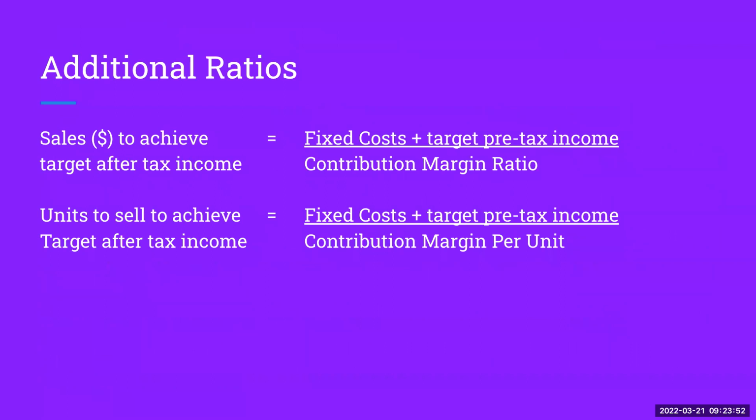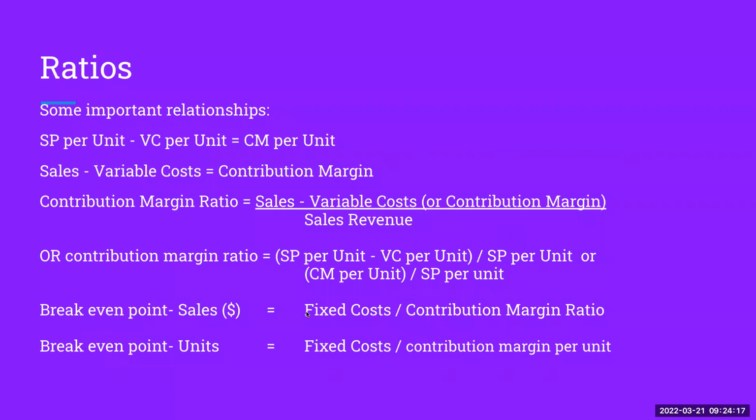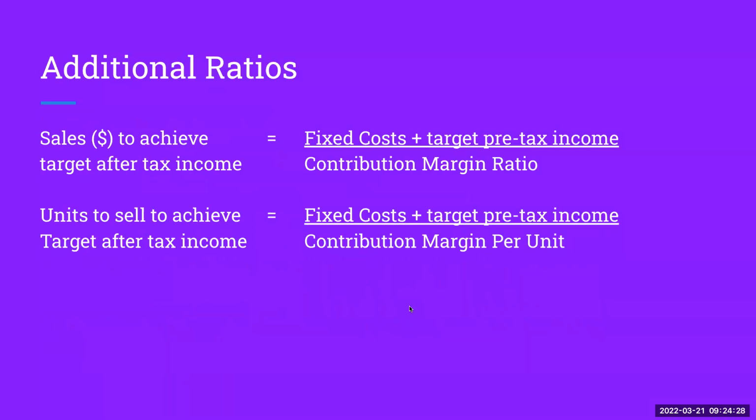We're also going to be looking at some additional ratios, and these are going to be sales dollars to achieve the target after-tax income, and units to sell to achieve the target after-tax income. In order to do this, I'm going to take my fixed cost and add in my target pre-tax income, and divide that by my contribution margin ratio, or the contribution margin per unit. Notice here that if I have to get a certain amount of income after tax or pre-tax, I'm just going to add that to the fixed cost. It means that I have to make more money, not just to cover the fixed cost, but also to cover this after-tax profit that is desired.